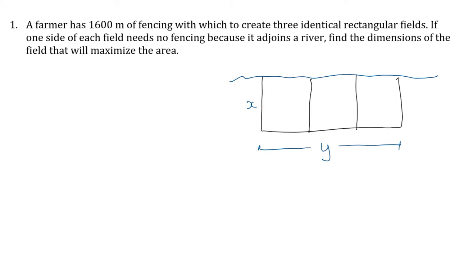What else can I do? What else can I add to this diagram that's going to maybe help? Anybody have an idea? If this side length is x, all of these are x. And those are all fencing, so I need fencing for all of those.